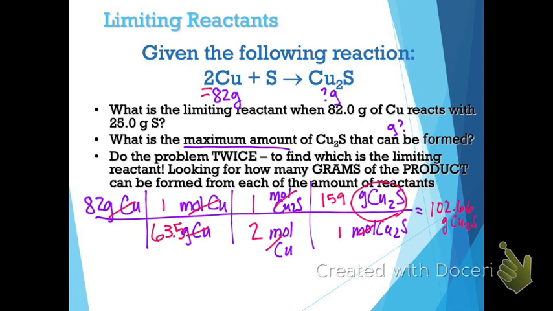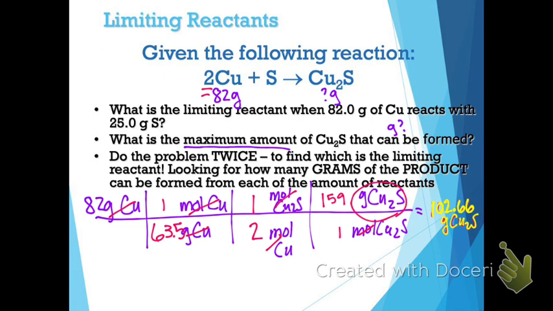Oh, that's hard for you guys to see, sorry. 102.66 grams of copper sulfide. Let's do the next one now.